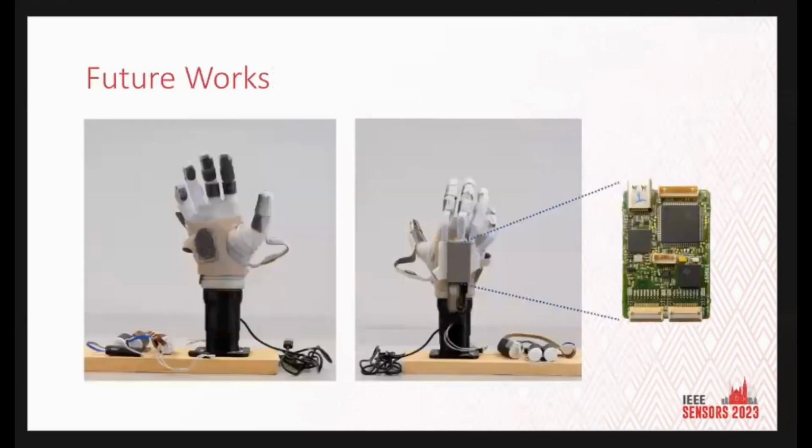In the future, we want to implement our algorithms in this embedded device and sensorize the robotic hand in the picture, because we want to use this hand to interact with the environment, retrieving some properties of the objects during the interaction.